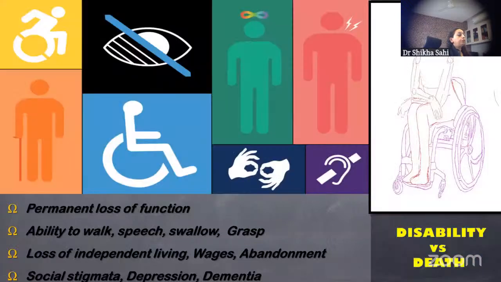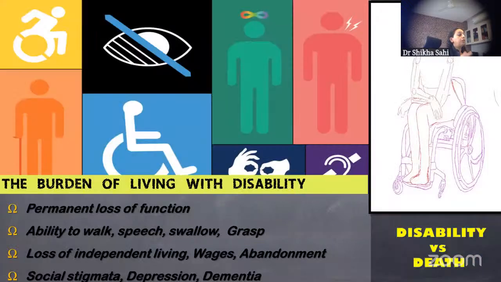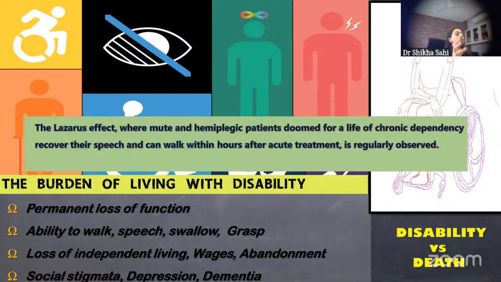So why is stroke important? Because it leads to permanent loss of function. It affects the quality of life of the patient: his ability to walk, speak, eat, grasp, to have an independent living, to earn. And it also leads to a lot of social isolation, depression, dementia. So that is why the benefit or the gratification of treating stroke is really very high, and it is one of the most time sensitive diseases in health.